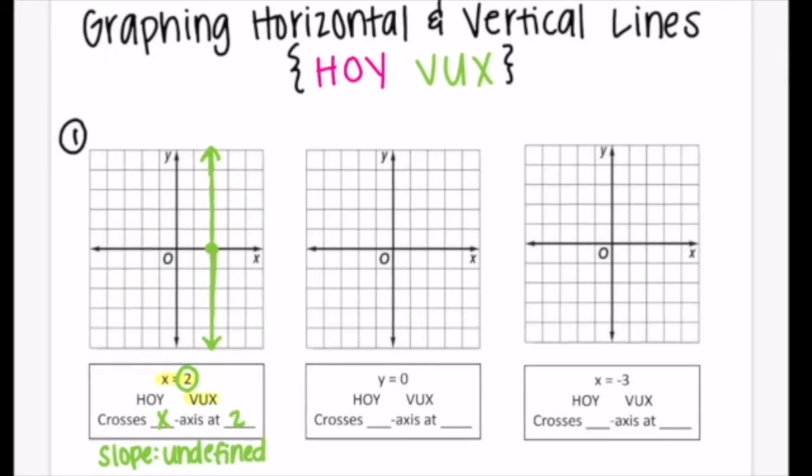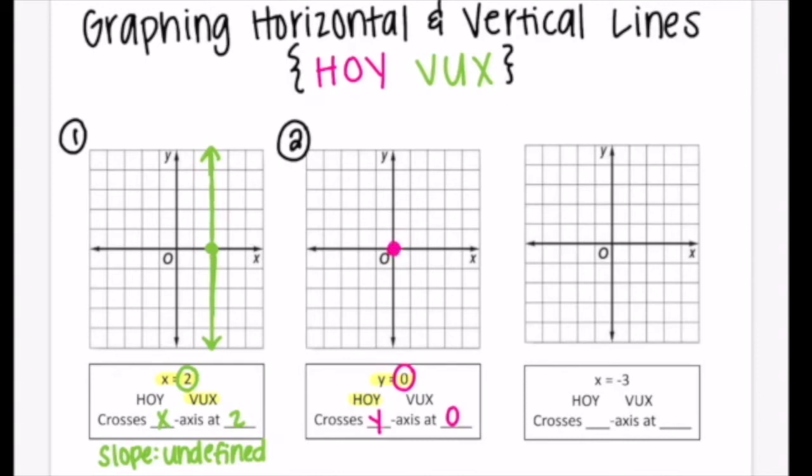Okay, now let's do example number 2. All right, this one says y equals 0. So if it's a y equals, we want to think HOY because that has the y, and we're looking at where does it cross the axis, either the x-axis or the y-axis. Well, it's going to cross the y-axis because it has the y equals, and it's going to cross it at the value that's given, which is 0. Okay, so on the y-axis at 0, that's actually right at the origin.